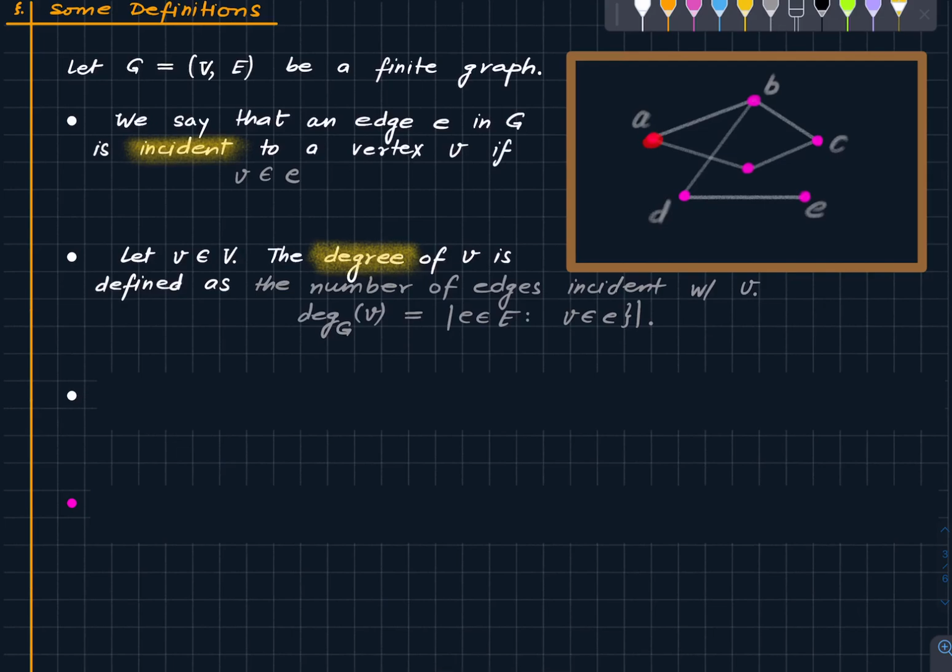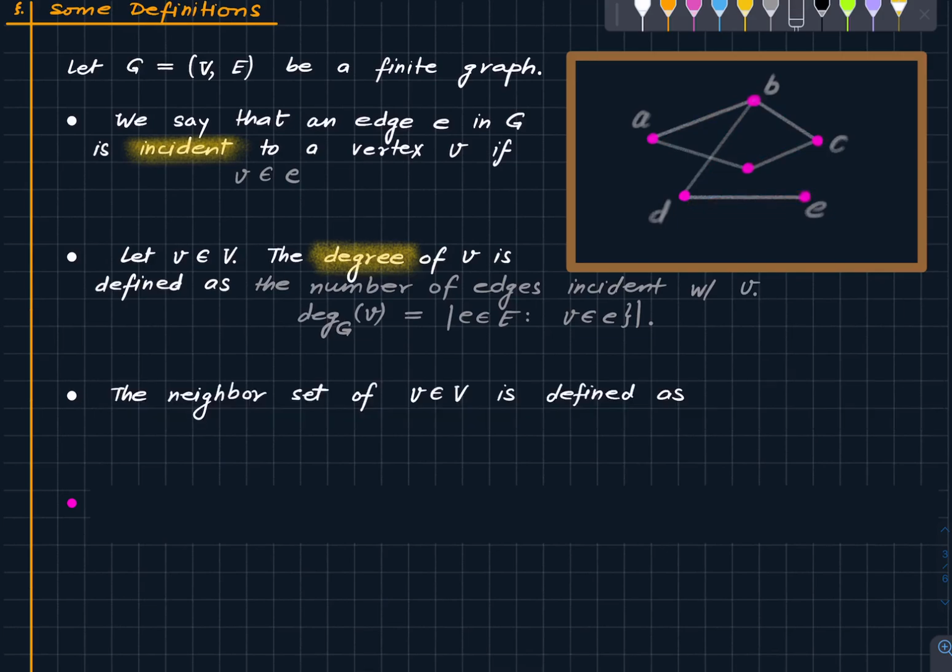Here, what is the degree of A? The degree of A is 2 because it is incident with 2 edges. C also has degree 2, but B has degree 3. This one has 1, and so on.